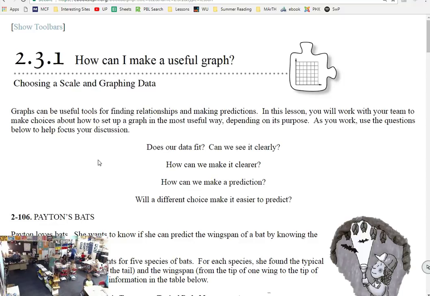As we work, use these questions below to help us focus. So listen up for just a second. Does our data fit on our graph? And can we see it clearly? How could we make the data more clear? How could we make a prediction? And then, will a different choice make it easier to predict?